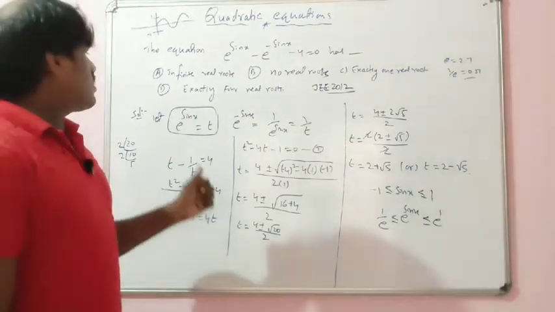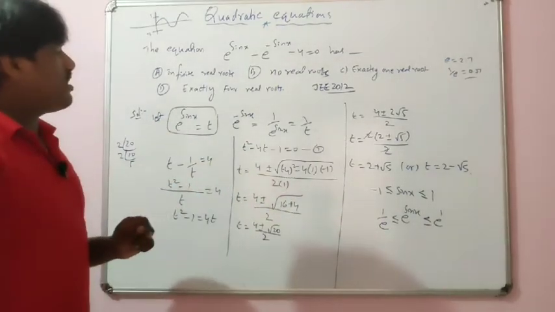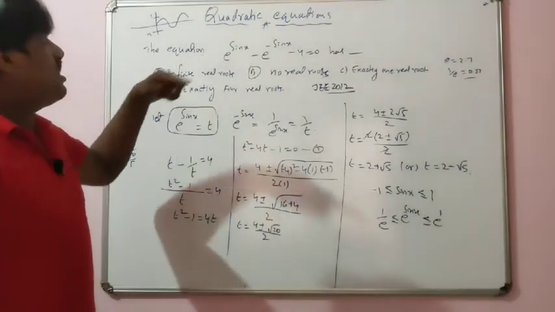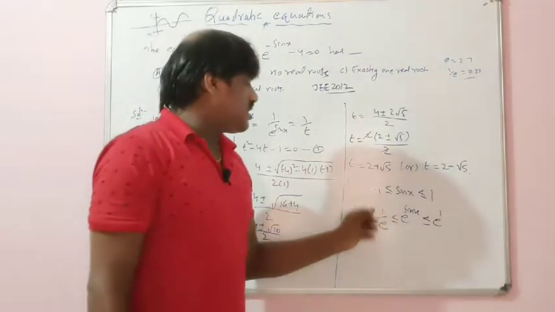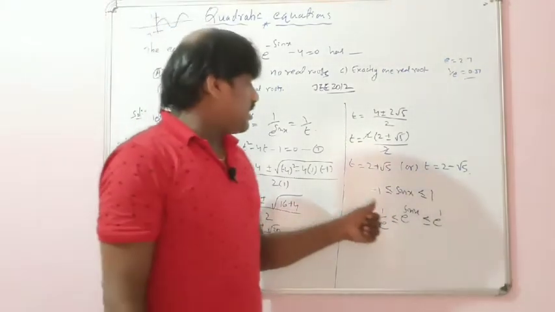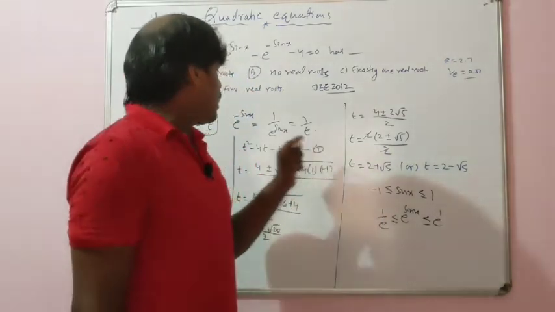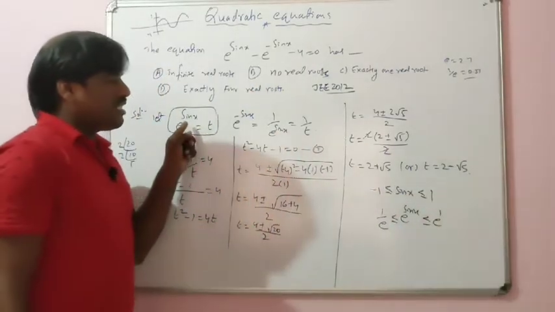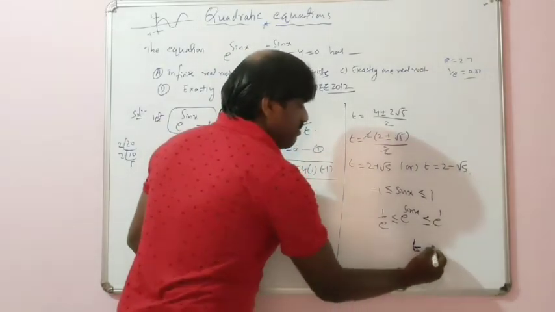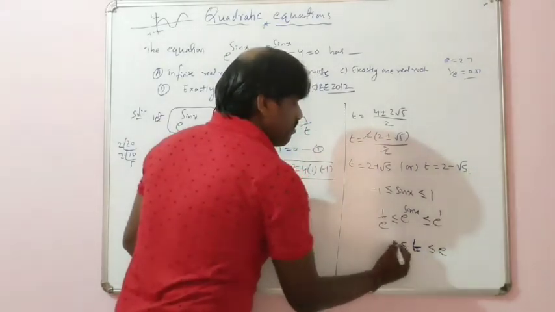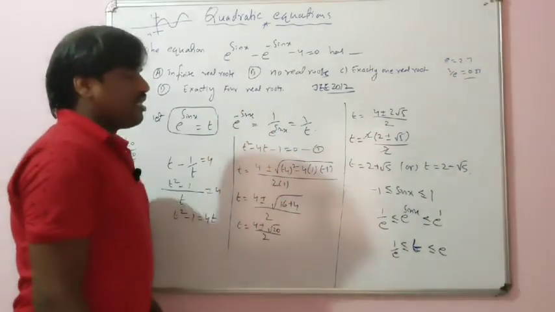So what was the question here? The question is: how many real roots does the equation have? I see that t is nothing but e power sin x, so I got t in between e and 1 by e.